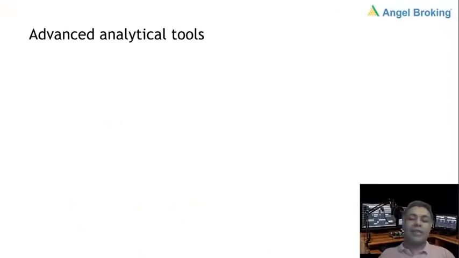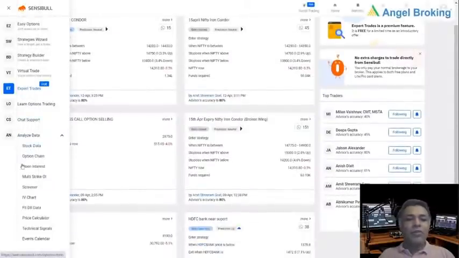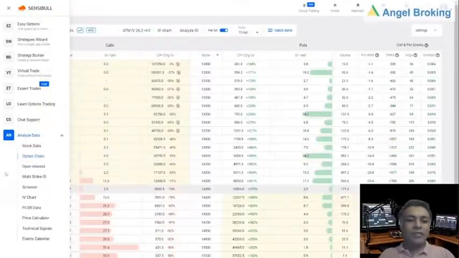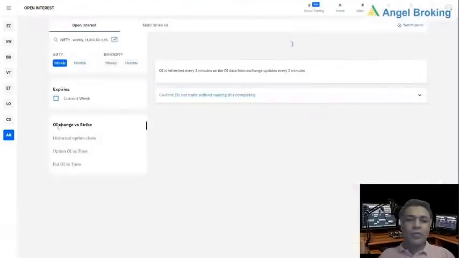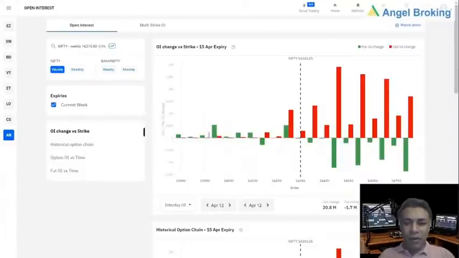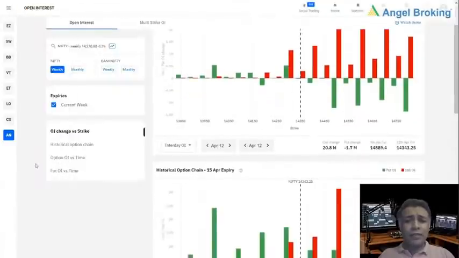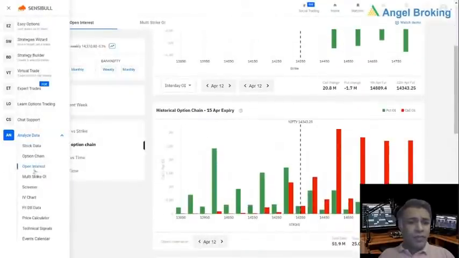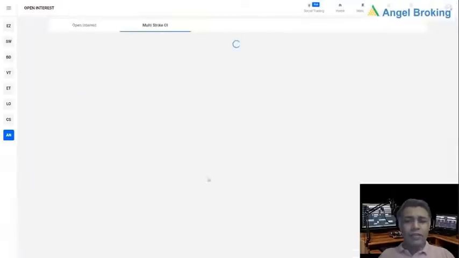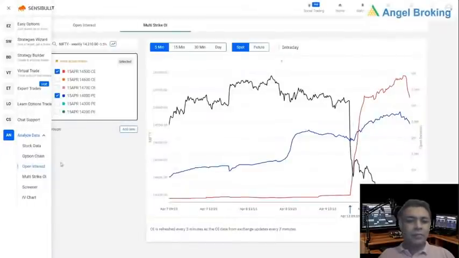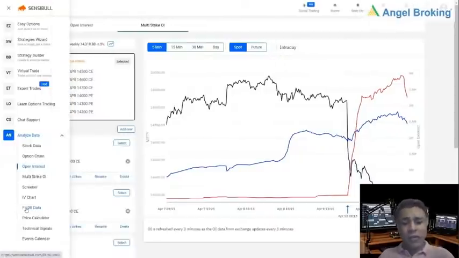Now let's look at advanced analytical tools. There are several of them. I'll not go into detail of anything, but some of them are really nice. Option chain, a free feature, is very cool, very easy to figure out what's the expected market direction. Open interest tells you what option activity happens every day, which gives you hints as to where the market is going. There's of course multi-strike analysis, which basically tells you intraday data on options activity. We have a screener, we have an IV chart, we also give FII, DII data, we have some technical signals which give you interesting trades to do, and we have an events calendar.